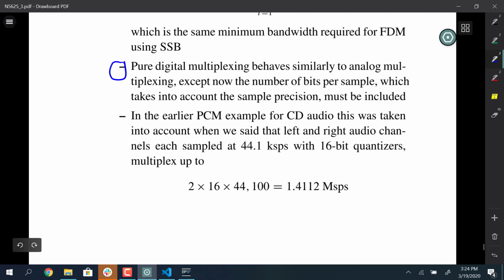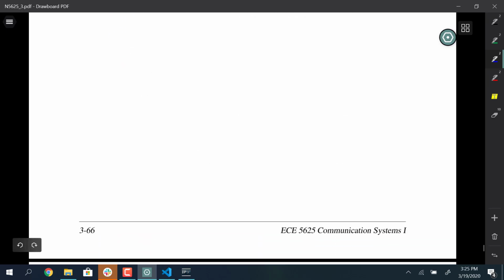So we're going to jump forward here to look at pure digital multiplexing, where we have to take the number of bits per sample, which per channel is whatever our requirement would be, and then interleave those samples. The pictures I slipped over were showing the interleaving of analog samples, but if we interleave digital samples, it's the same idea, and it's a lot more precise to think in those terms.